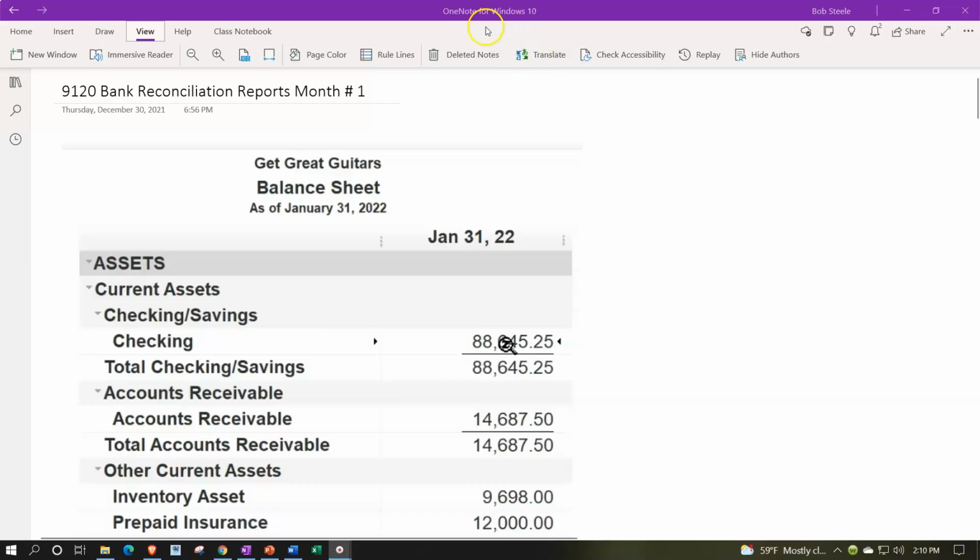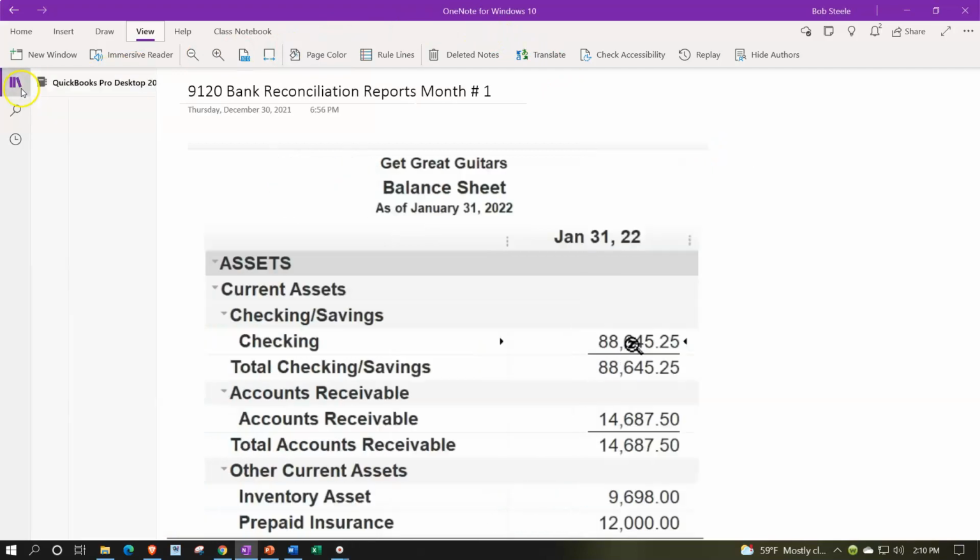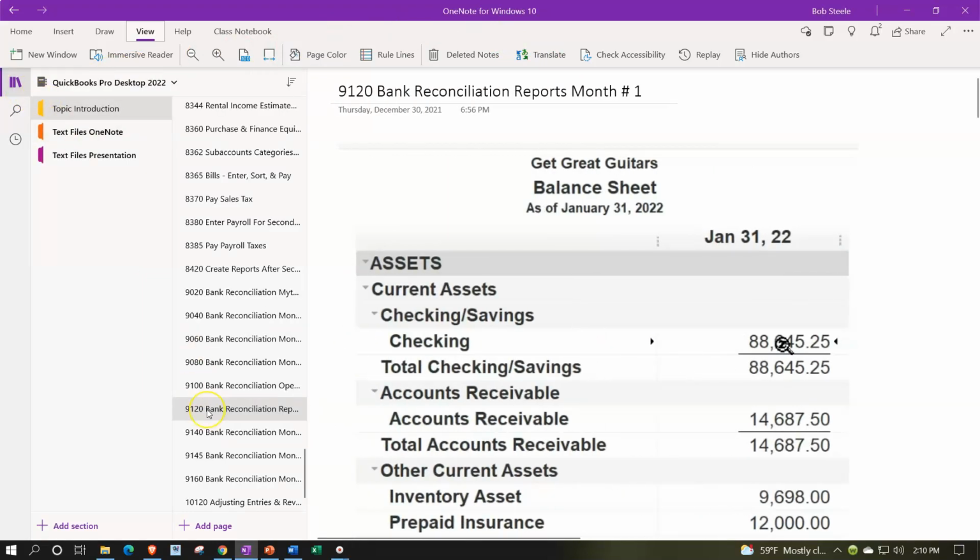If you have access to OneNote and would like to follow along, in the icon on the left-hand side, topic introductions, 9120 bank reconciliation reports, month number 1. Also, take a look at the Immersive Reader tool. Topic introductions are in the text area too with the same name, same number, but with transcripts. Transcripts can be translated into multiple different languages and either listened to or read in them. Same name and number as presentations as well.